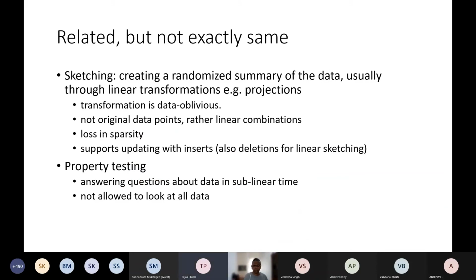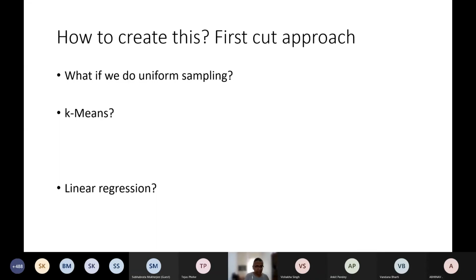Okay, just for the sake of covering everything. Oh wow, I'm almost at an hour. I should really speed up. Related but not exactly the same is something called sketching, in which you create a randomized summary of the data, but the summary doesn't contain the original data points. They will contain linear combinations or something of the data, and it has some other nice properties. Other examples include property testing, in which we answer questions about the data in sublinear time, but you're not allowed to look at the full data. But they're not really the same.